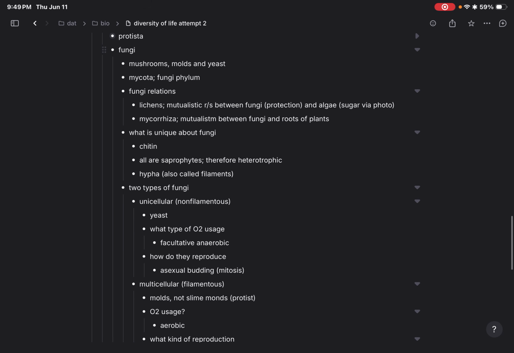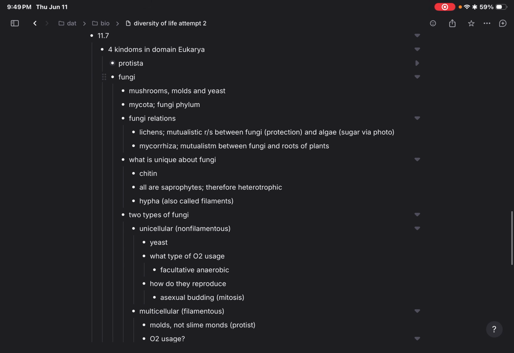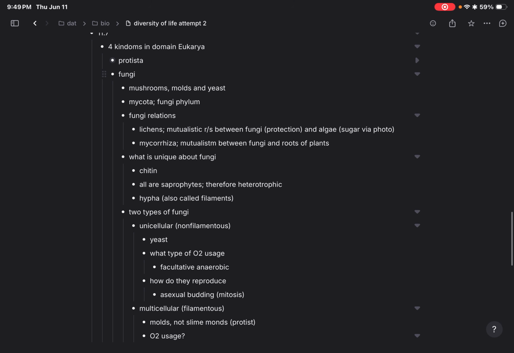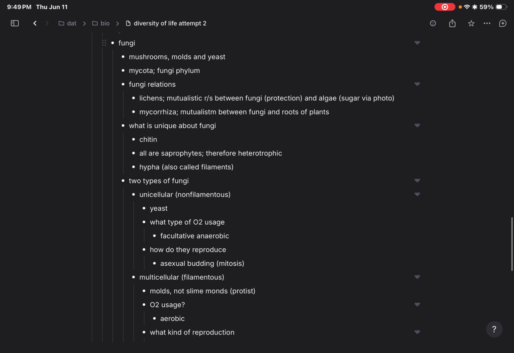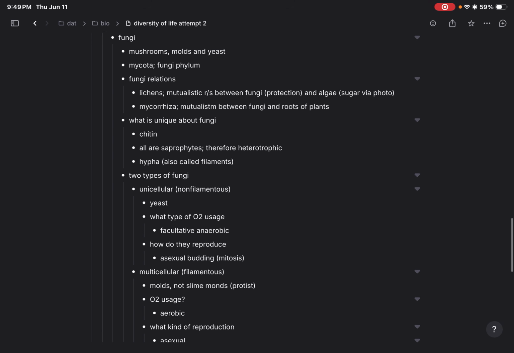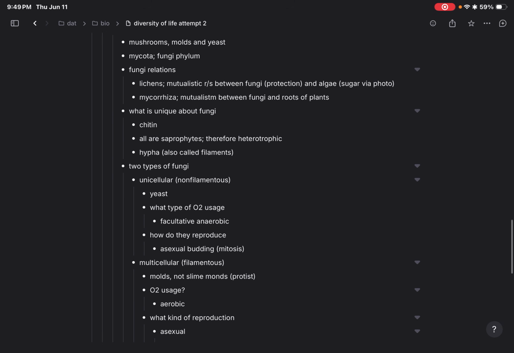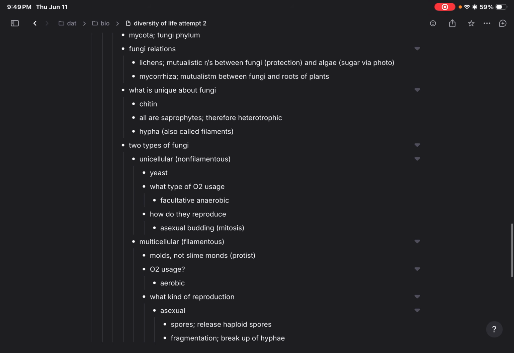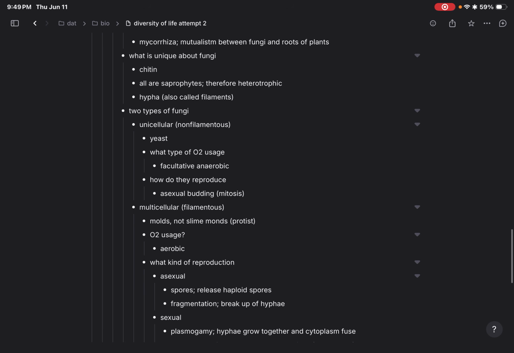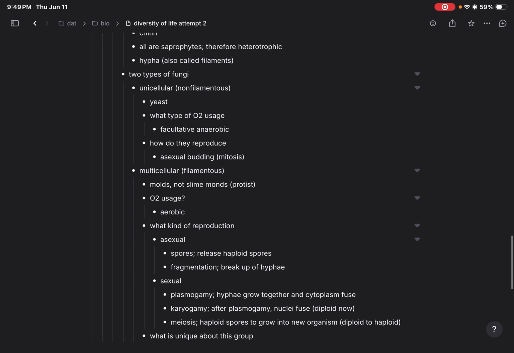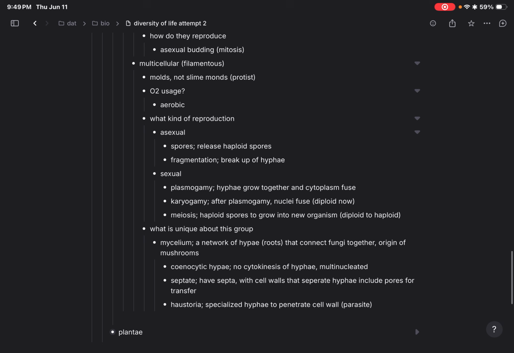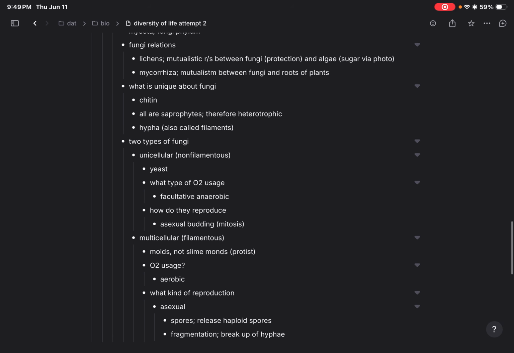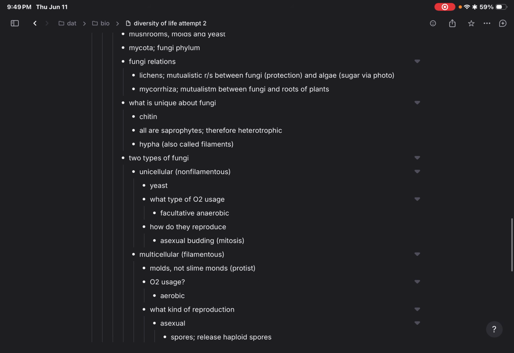So now going on to what determines if something is fungi. Well, first it'll have the chitin cell wall. They're also all saprophytes, meaning that they are decomposers and they're all heterotrophic. And they also have something called hyphae, which are also called filaments. So now these hyphae will determine, or maybe not. I feel like these hyphae are what determine the two types of fungi.